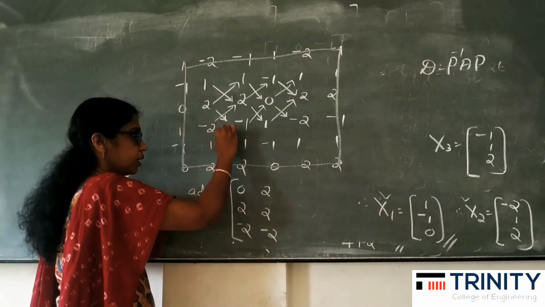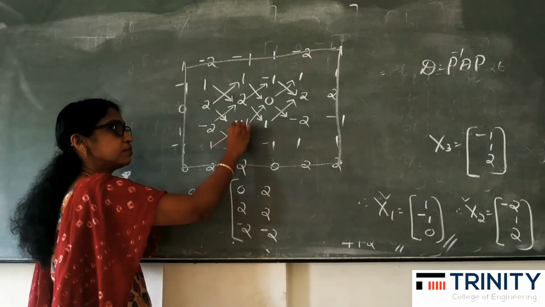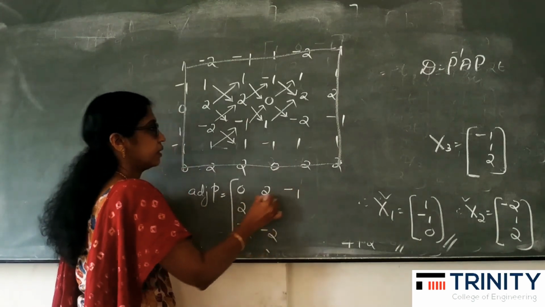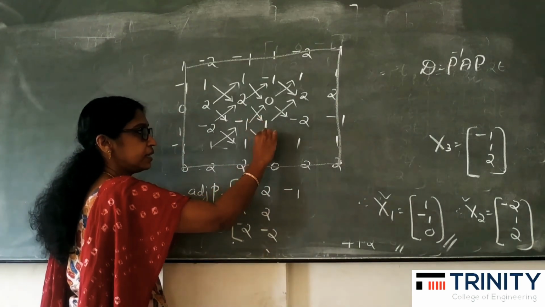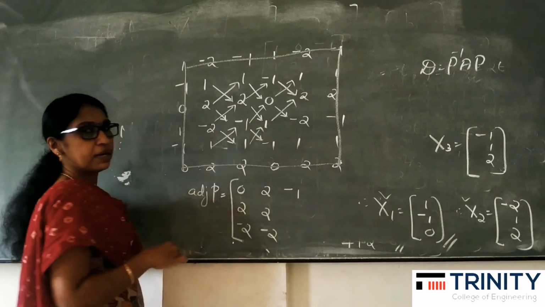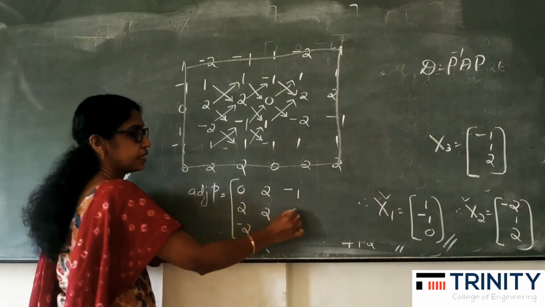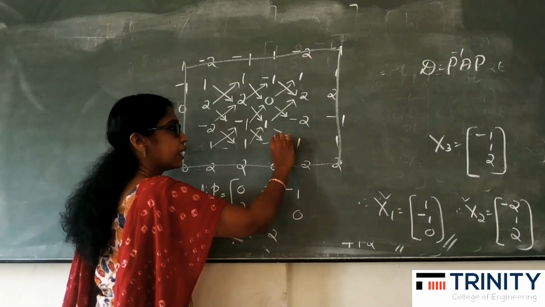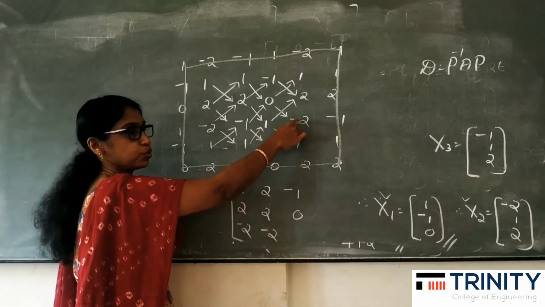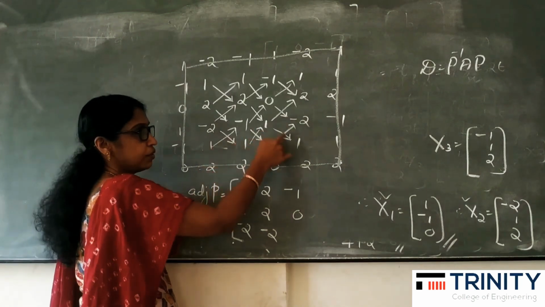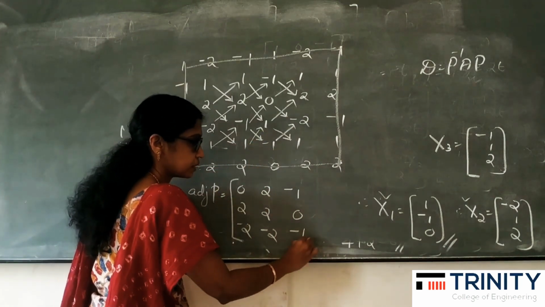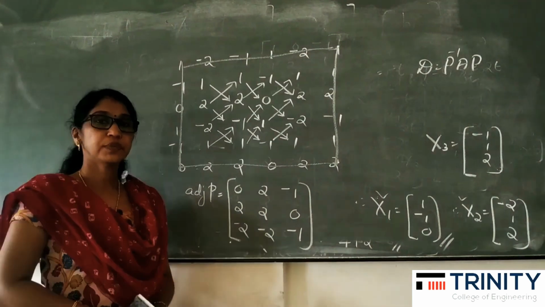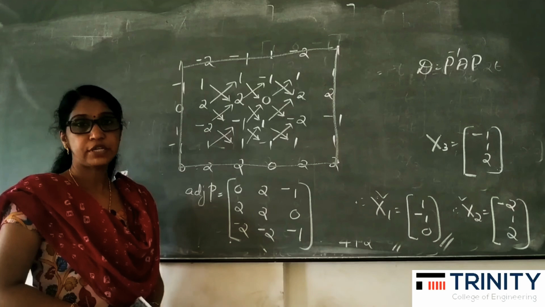Now the last column: minus 2 minus minus 1, minus 2 plus 1, that is minus 1. Next element, 1 minus 1, is 0. Now the last element, 1 minus 2: minus 1 into minus 2 is plus 2, and 1 minus 2 is minus 1. So this is the adjoint of P. Now we have to find the determinant of P.